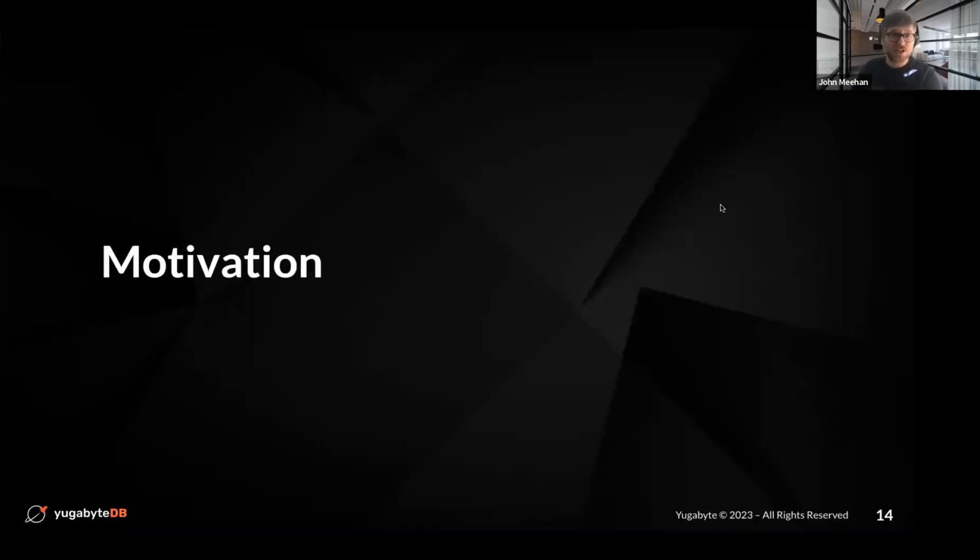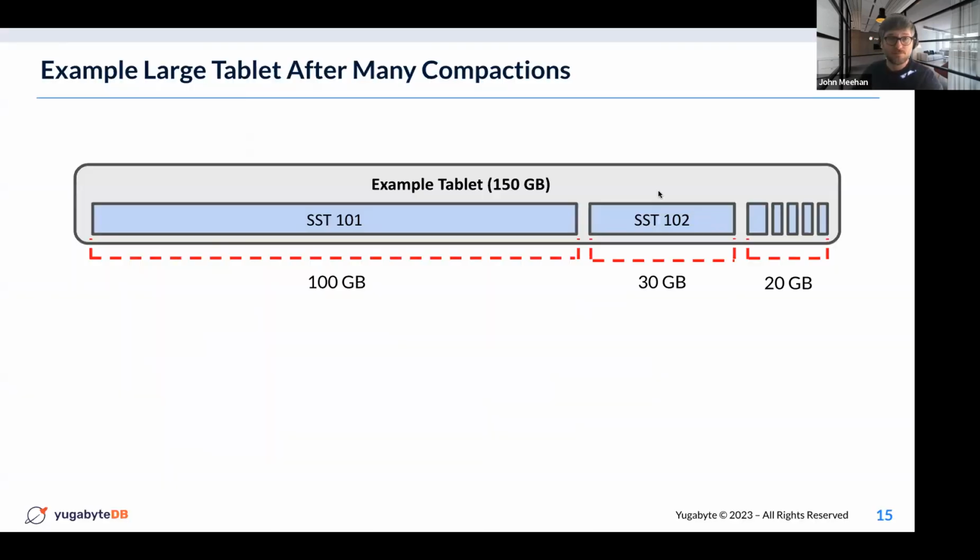Okay, so that brings us to the motivation behind this scheduled full compaction work. An example large tablet after many compactions might look something like this. This pattern is specifically for a 150 GB tablet, but the pattern holds true for even smaller tablets as well. Typically, you'll get the bulk of your data, maybe like 2/3 of your data, in this one large SST file. In this case, it's 100 GB.